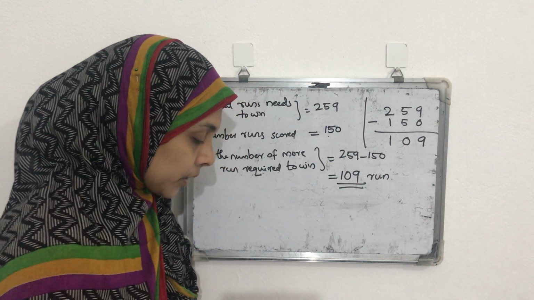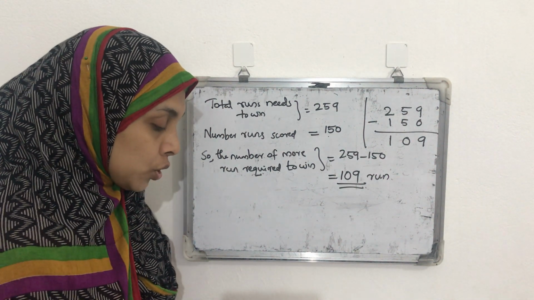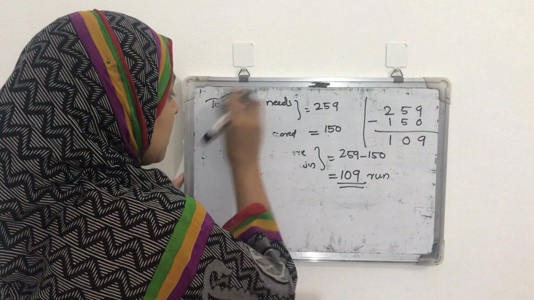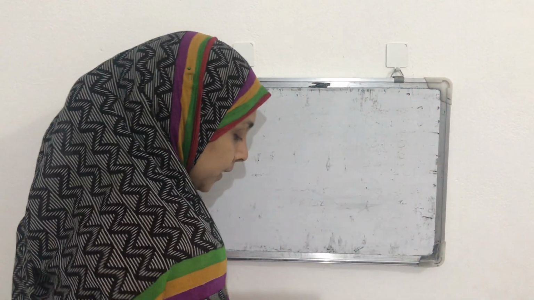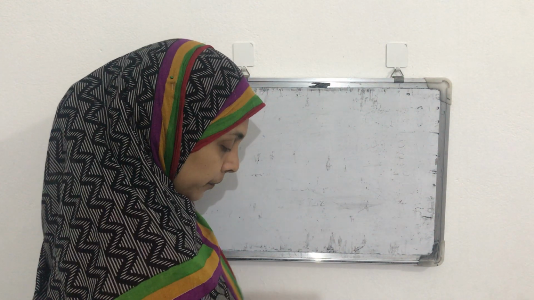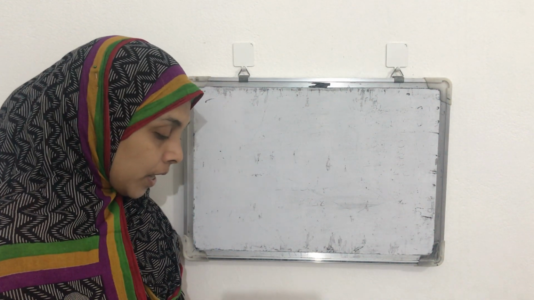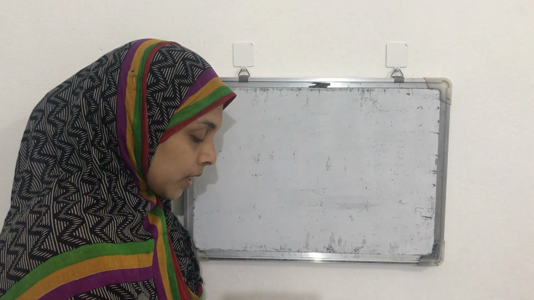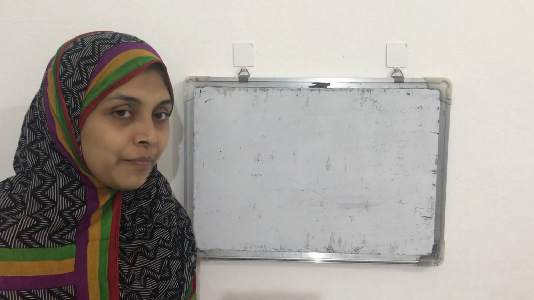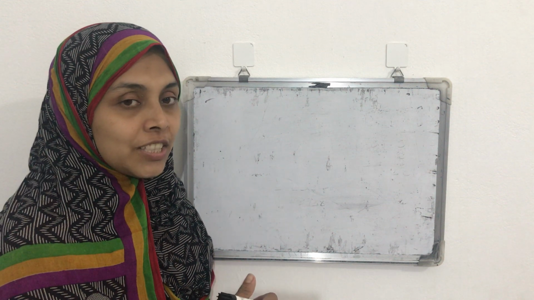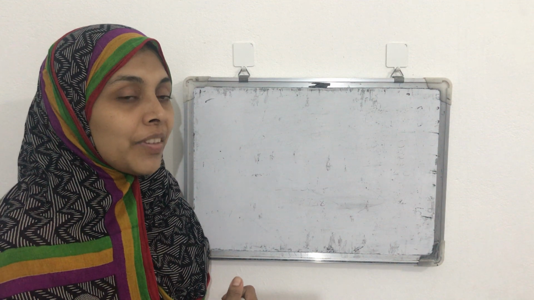One more question. A shopkeeper has 428 chocolates in his shop. A shopkeeper has how many chocolates? 428 chocolates. He sold 315 chocolates in a day. Okay, in one day he sold how many chocolates? 315 chocolates. How many chocolates are left? That is the question. So here what do we want to do? Addition or subtraction? Yeah, subtraction.